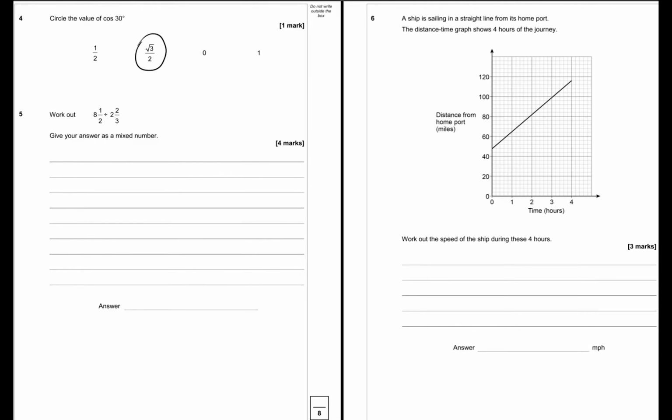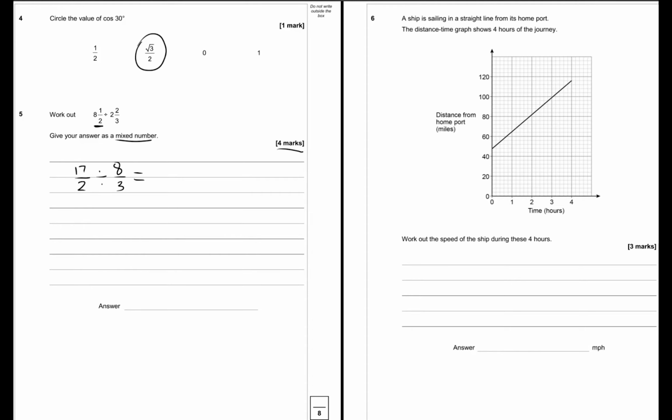Okay, question 5. Work out 8 1/2 divided by 2 2/3. Give your answer as a mixed number. Okay, this is 4 marks, so there's going to be quite a lot of work for this one. So the way I'm going to do it is I'm going to turn these into improper fractions. So first we're going to do 8 1/2. What is that as an improper fraction? So we're going to turn it into 17 over 2 divided by, and now we need to turn the second one into an improper fraction, so that's going to be 8 over 3.